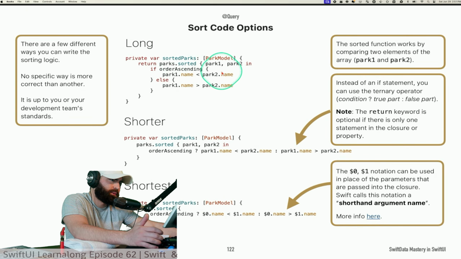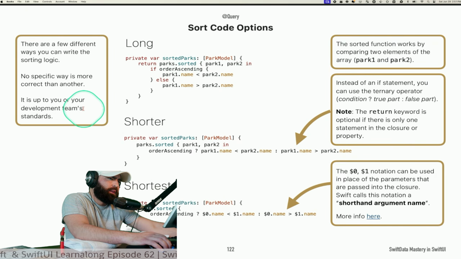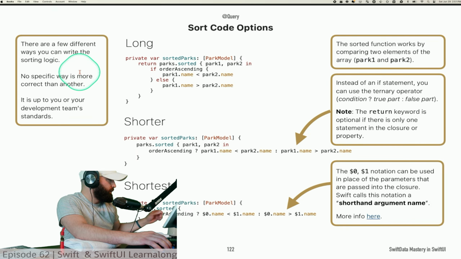All right, so what's next? Sort code options. There are a few different ways you can write the sorting logic. No specific way is more correct than another. It is up to you or your development team's standards.